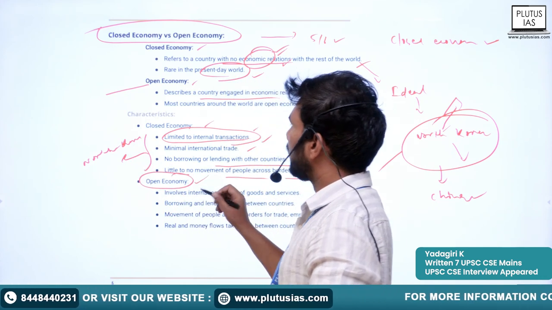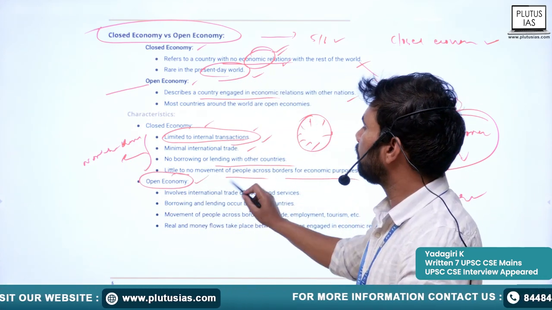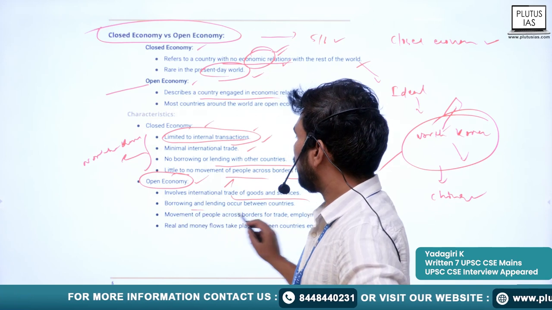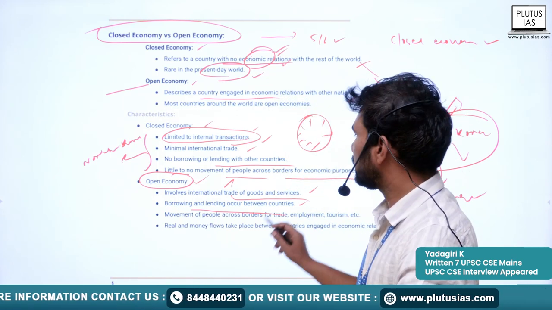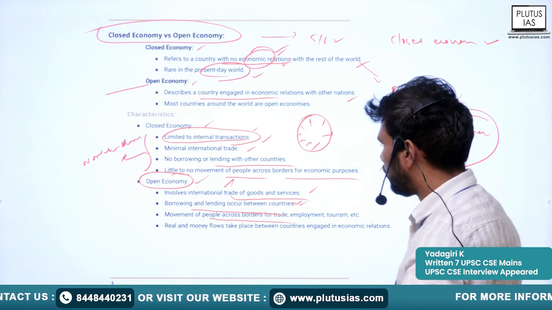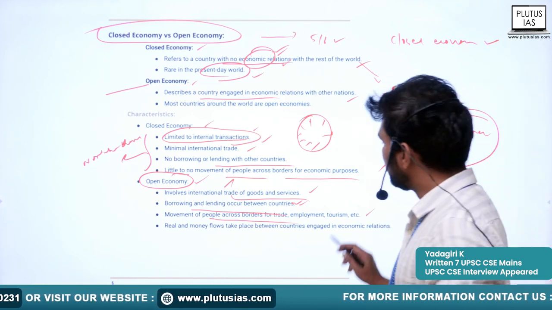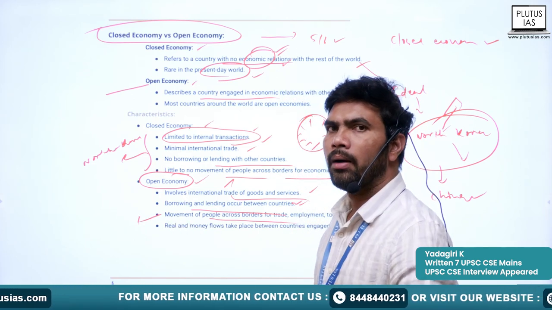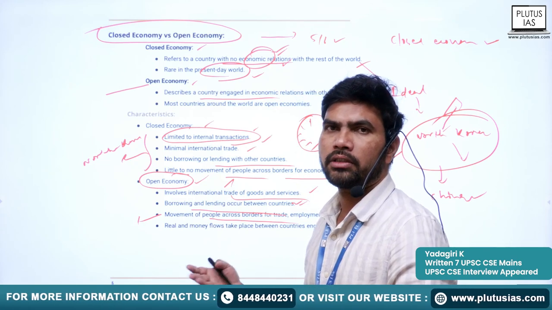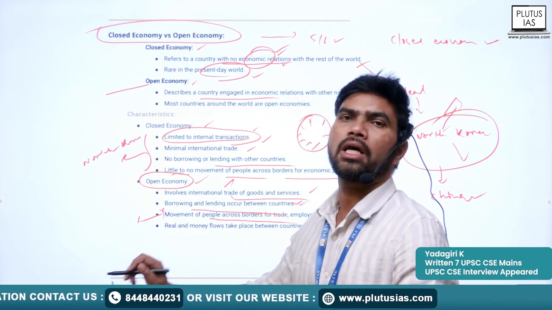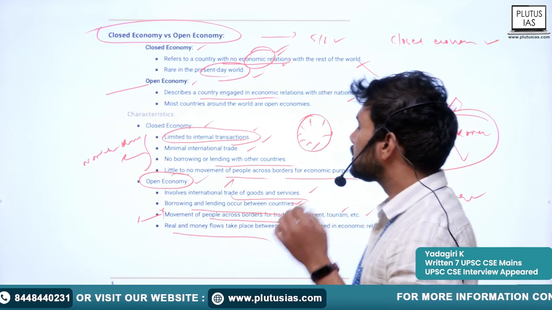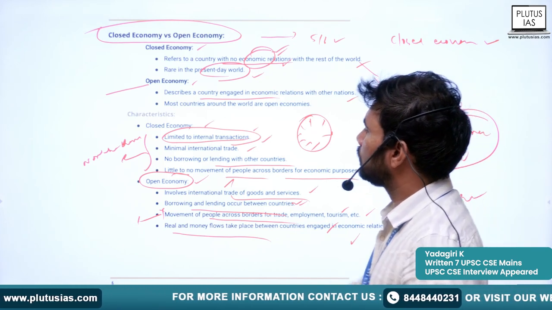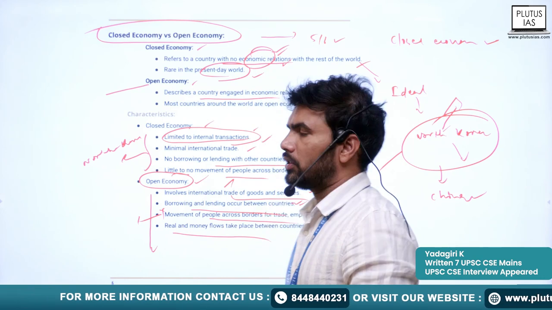Characteristics of the open economy: it involves international trade of goods and services. Yes, that is fulfilled by many other countries. Borrowing and lending occur between the countries. Yes, this is also there. Movement of people across borders for trade, employment, tourism, etc. Yes, this is happening. However, some restrictions are still there in the movement of people across the borders of the countries. Still there are problems, however this is happening, right? Next, real and money flows take place between countries engaged in economic activities. So these are the characteristic features of an open economy, right?